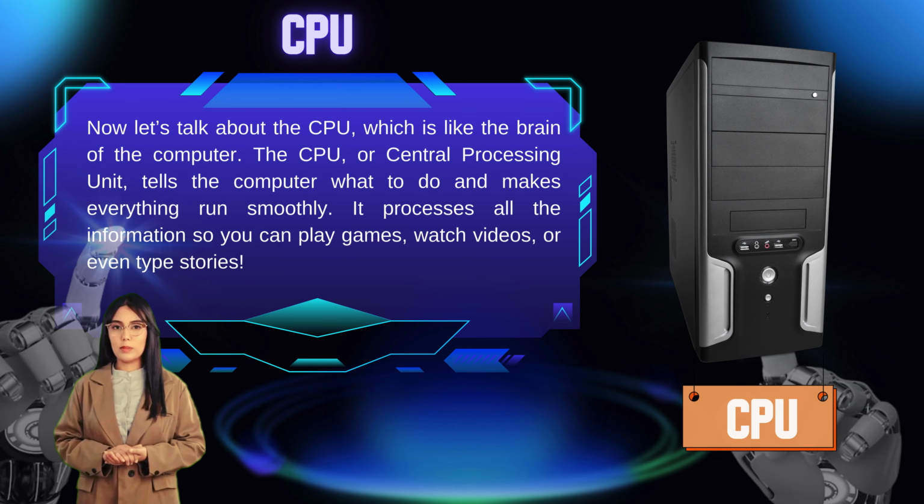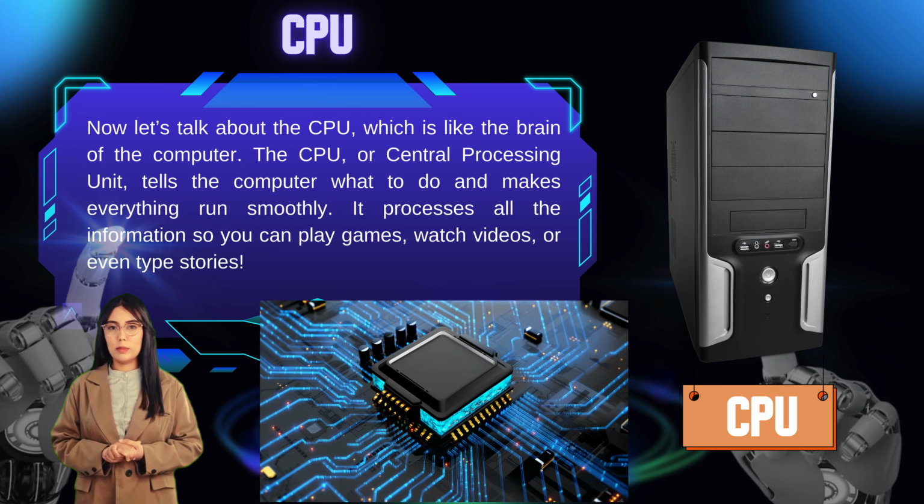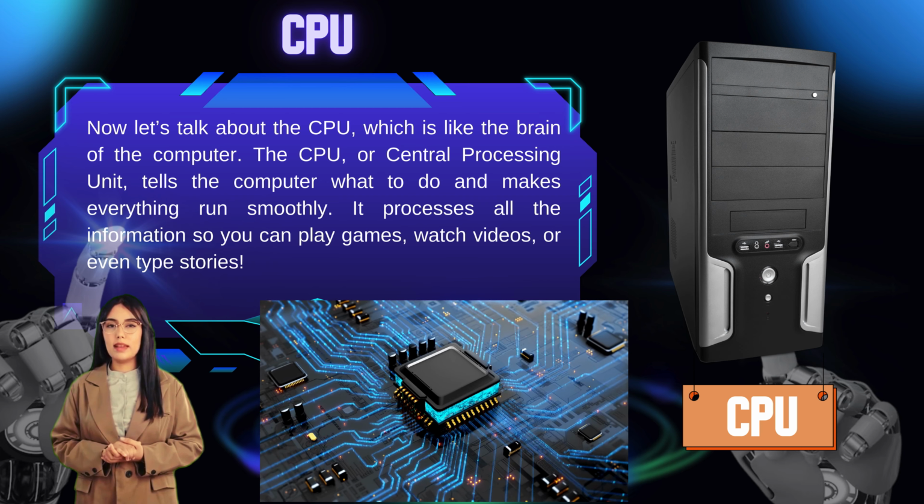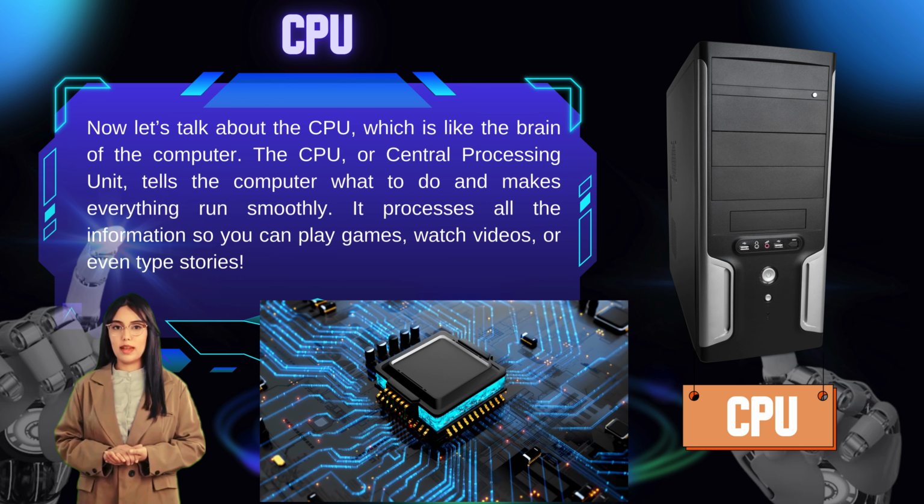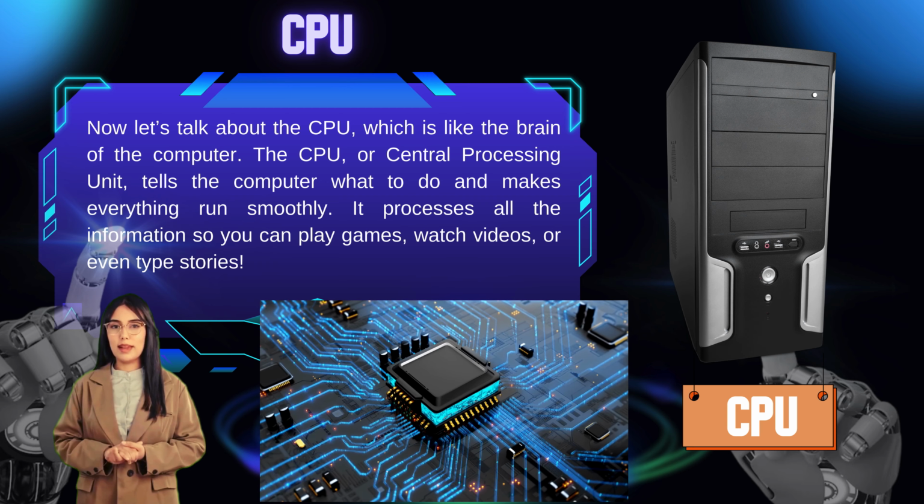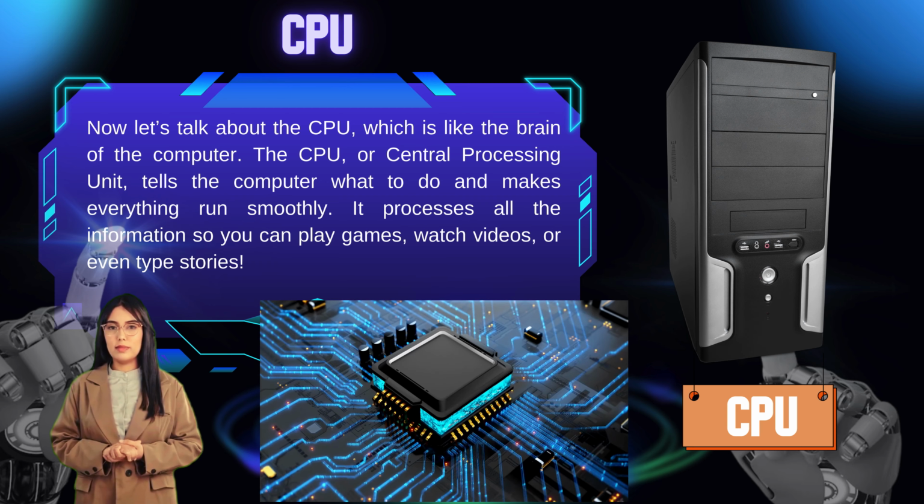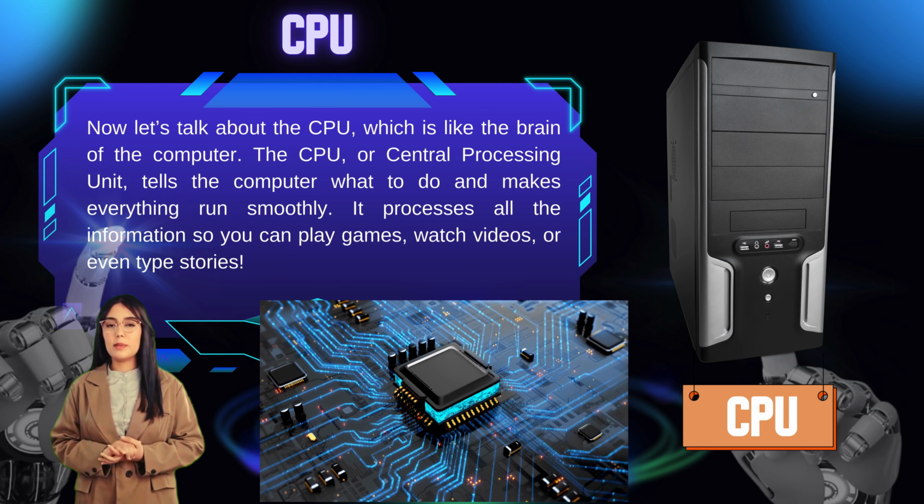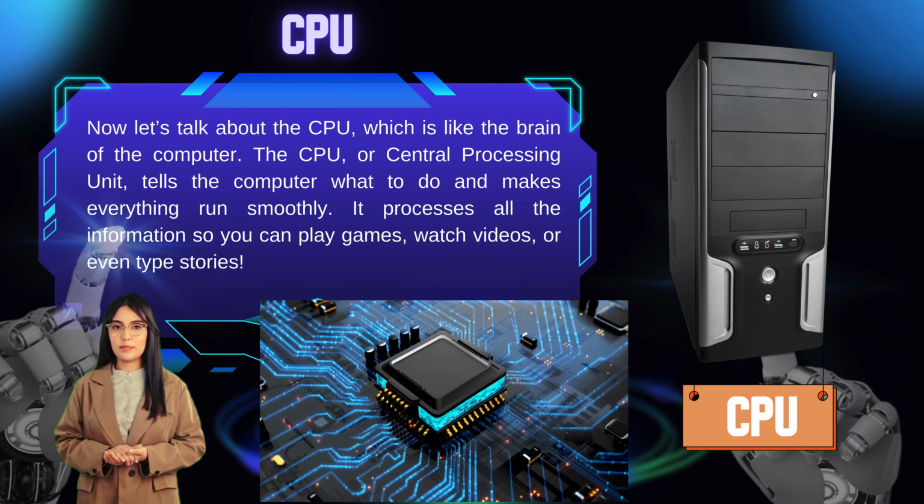Scene 4. CPU. Now let's talk about the CPU, which is like the brain of the computer. The CPU, or Central Processing Unit, tells the computer what to do and makes everything run smoothly. It processes all the information so you can play games, watch videos, or even type stories.